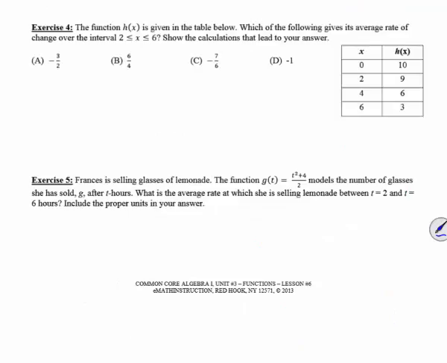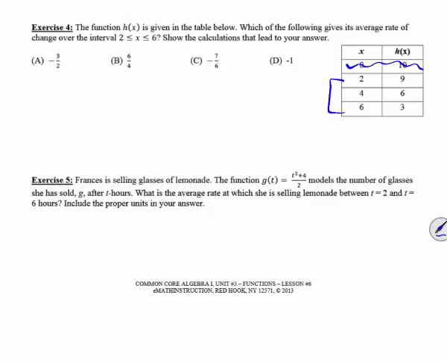So let's see, what else do we have? The function h of x is given in the table below. Which of the following gives its average rate of change from 2 to 6? So I don't care about this one, right? I just want to go from 2 to 6.